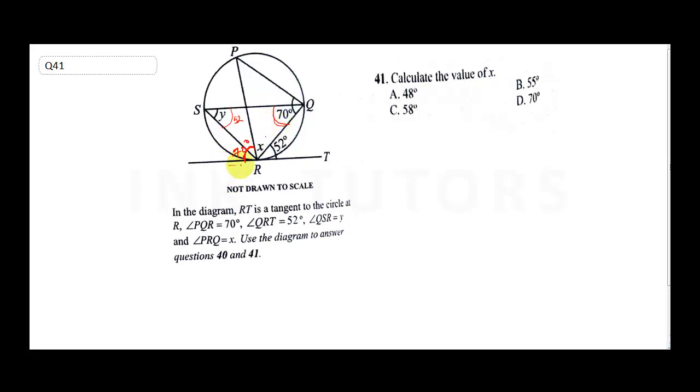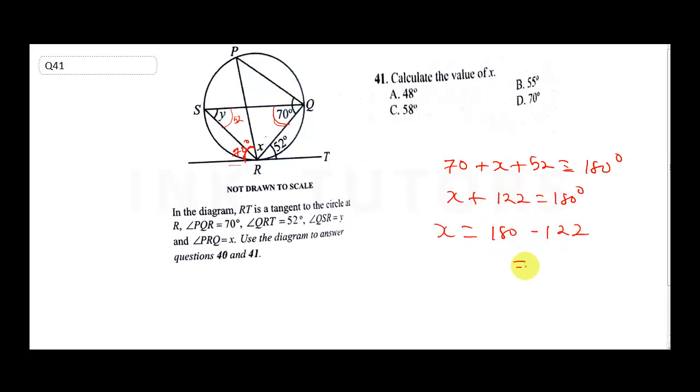Now, notice this is angle on a straight line. So to find X, 70 plus X plus 52 is going to be equal to 180 degrees. That's angle on a straight line. X plus 70 plus 52 gives us 122 equals 180 degrees. Therefore, X is going to be 180 minus 122. When you subtract, that's 58 degrees. So our final answer for 41 is 58 degrees.